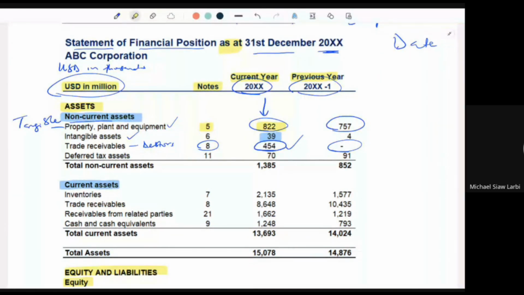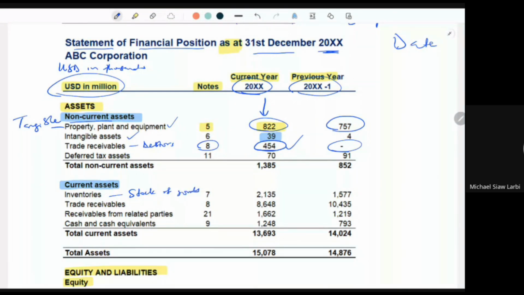So your non-current assets are assets you expect to realize or have or bring value after more than 1 year. Then current assets are the ones you expect to realize or bring you value within 12 months, less than 12 months. Inventory is basically your stock of goods.